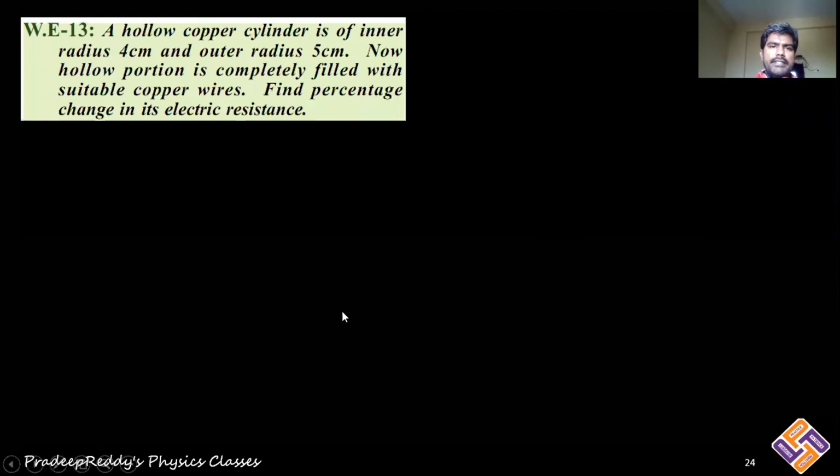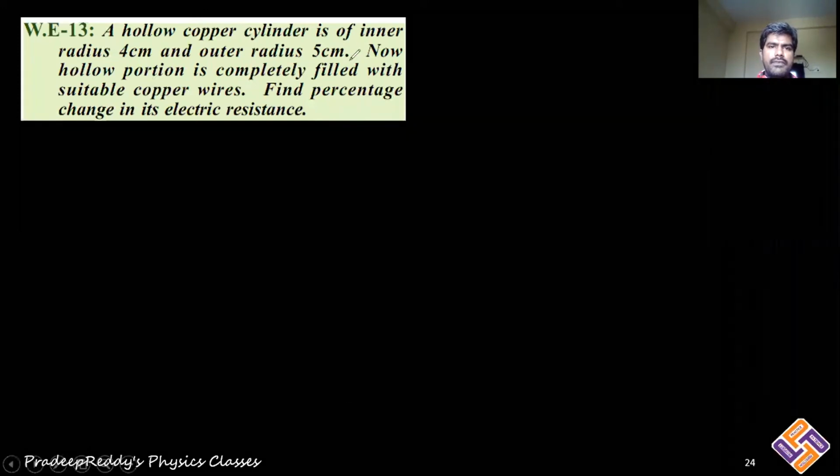A hollow copper cylinder is of inner radius 4 centimeter and the outer radius is 5 centimeter. Now the hollow portion is completely filled with suitable copper wires. Find the percentage change in its electrical resistance. So we have a cylinder.